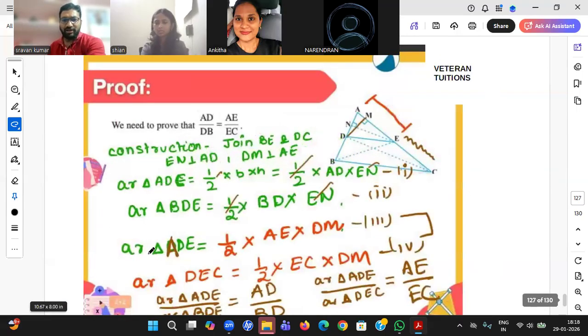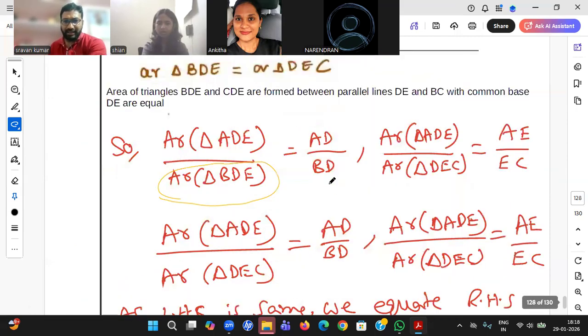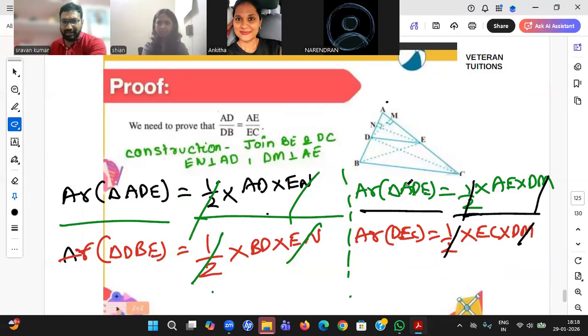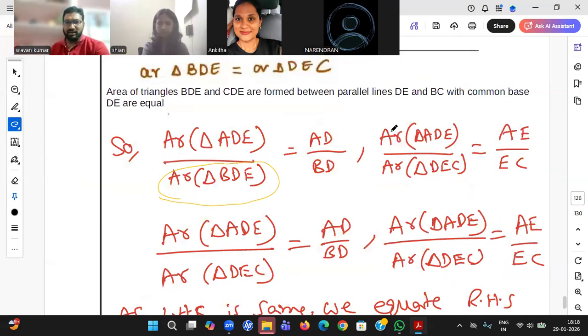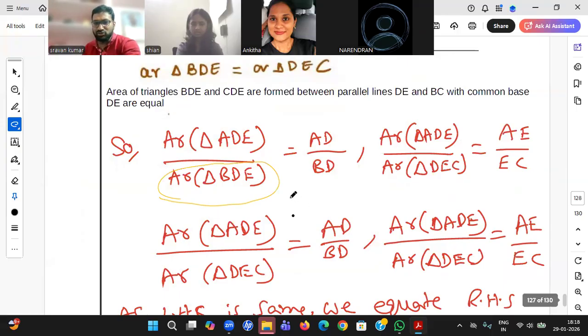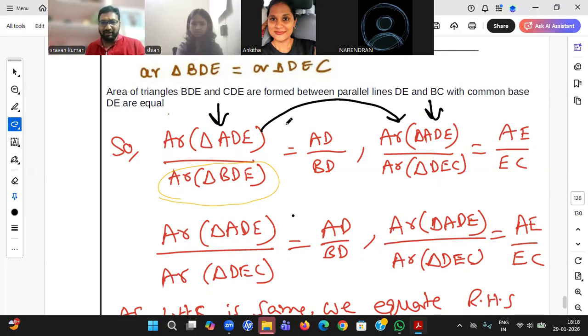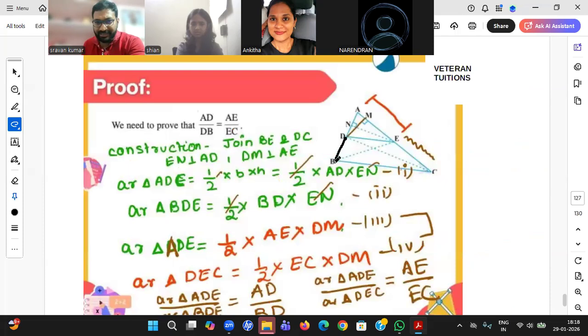Student, I'm just writing the same. ADE by DBE, already written, equals AD by BD. Then what did we do? ADE by DEC equals AE by EC. Done. Now my question is to make them both equal. That means if my right hand side should be equal, my left hand side should be equal. Let me see the left hand side. ADE: the numerator is already equal, so there is nothing to do. But in the denominator, I am able to see BDE and DEC, they are not equal. Where is BDE? BDE is this.